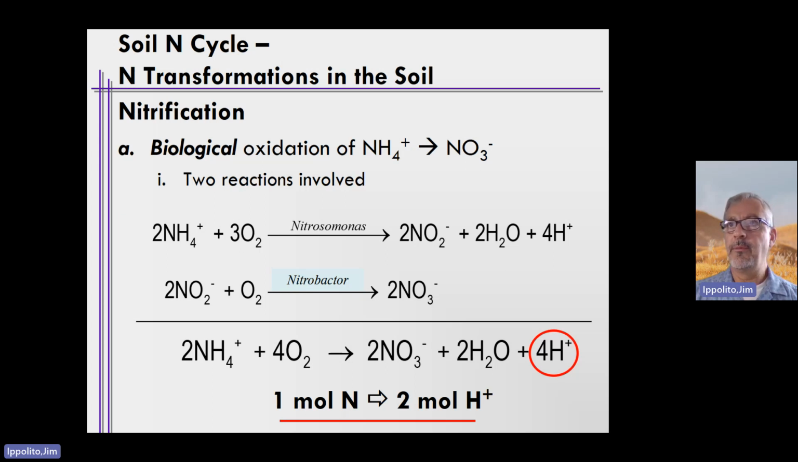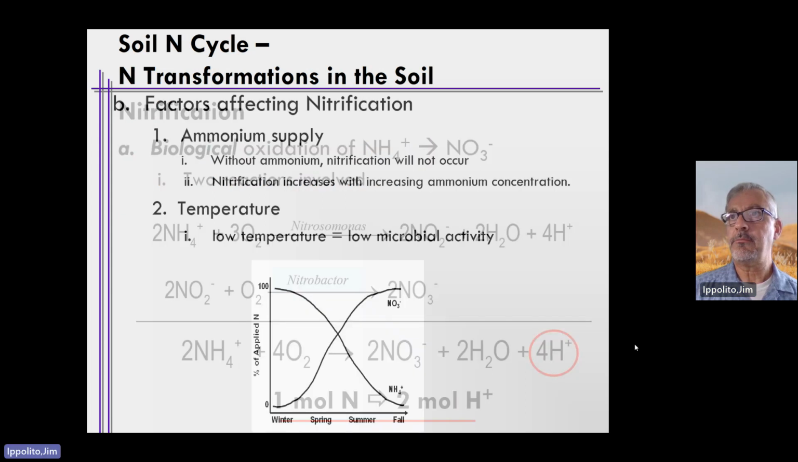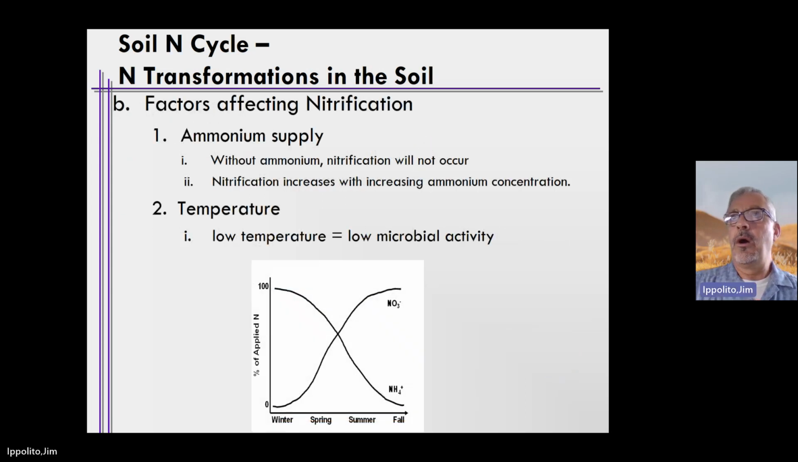The other important point for me to point out to you on this slide is that this reaction, nitrification, is aerobic because the organisms that convert ammonium to nitrate need oxygen to survive, i.e. aerobic. So there are some other factors that affect nitrification. And these other factors are relatively similar to what you learned about in terms of the factors that affect mineralization and immobilization. So first of all, ammonium supply.